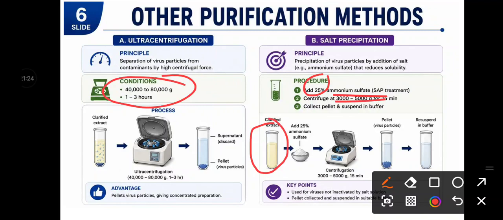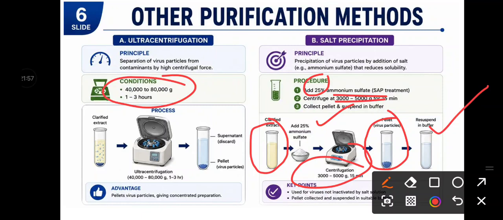So with that partially purified virus extract, 25% ammonium sulfate will be added and it will be subjected to low speed centrifugation, 3000 to 5000 g for 15 minutes. The virus will be precipitated by the help of the salt, and ultimately we will get the pellet, the virus particles, which will be suspended in the stable buffer or phosphate buffer.